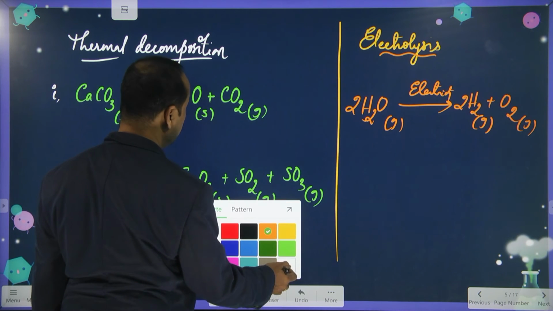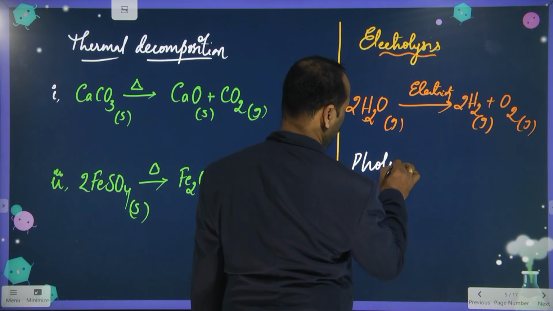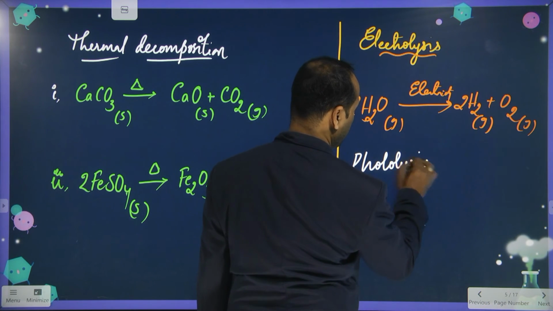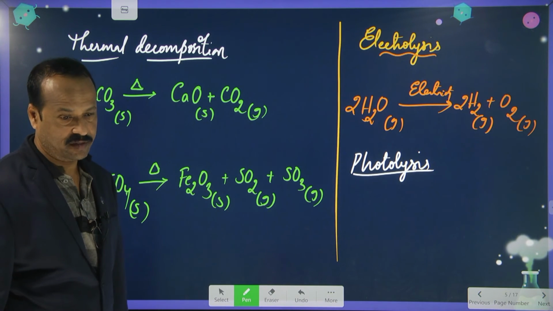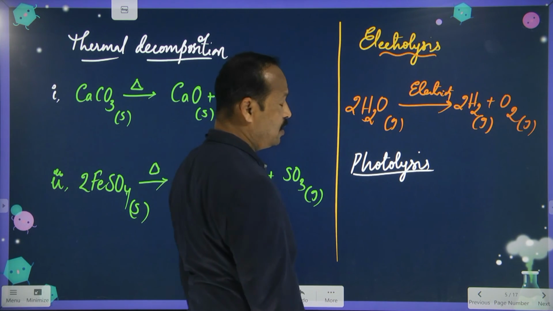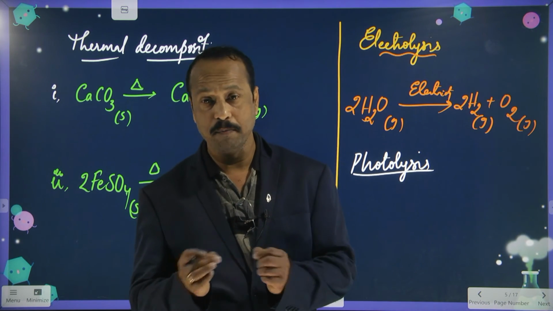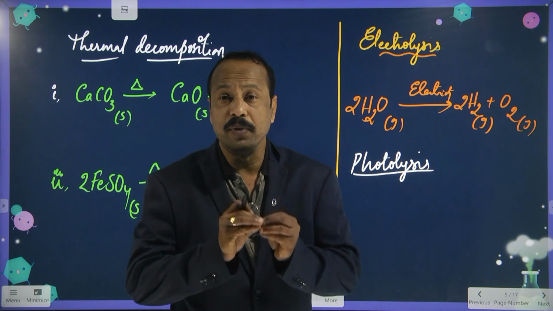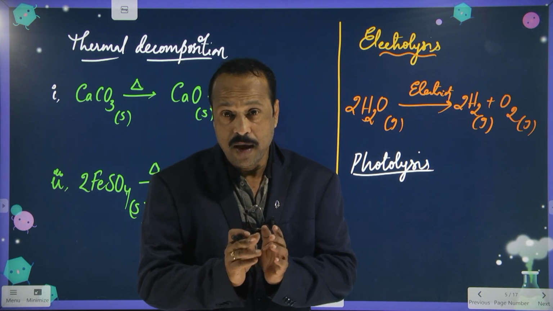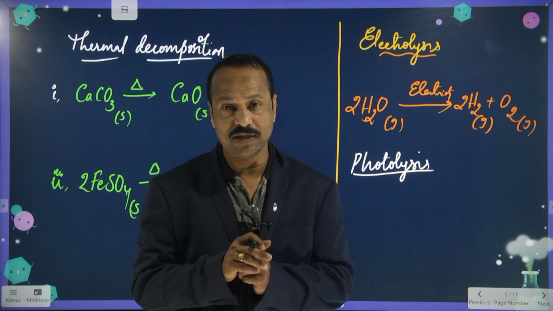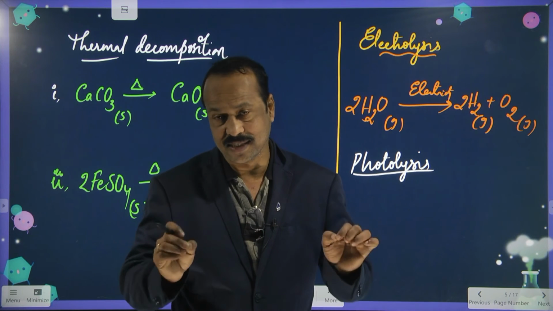The third one, I said, is photolysis. What is that? Photo means light. Olysis means breaking. So photolysis means breaking, that is decomposition, of one substance by light. In the presence of light, if the substance breaks, then that is called photolysis. Is this clear to you?